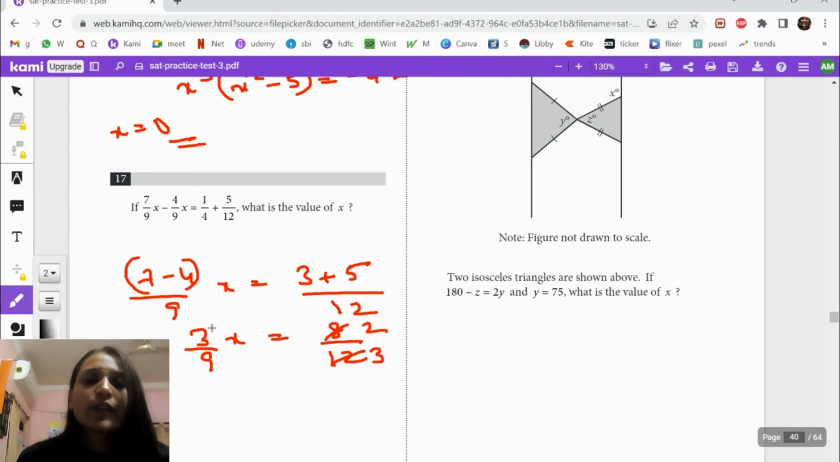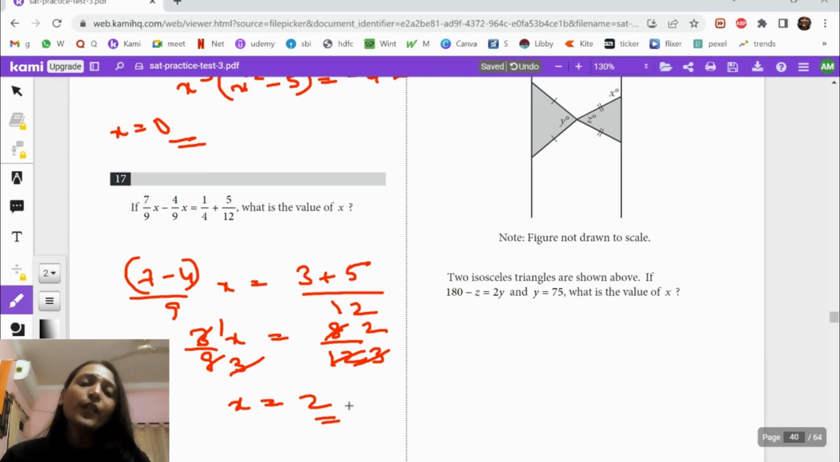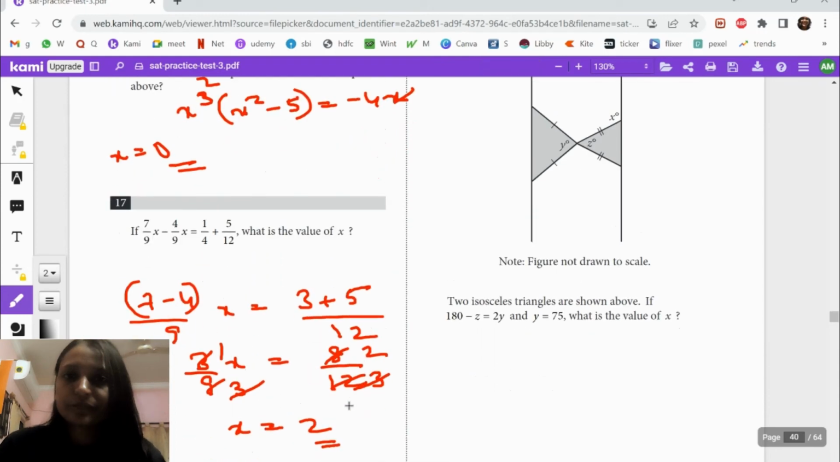So 4 would go into this 2 times, 3 times 1, 3. 3 and 3 is cancelling off. Your answer is going to be x equal to 2. That is how you can quickly solve a question by just cancelling out the values which are common.